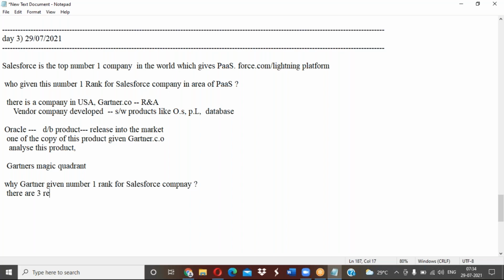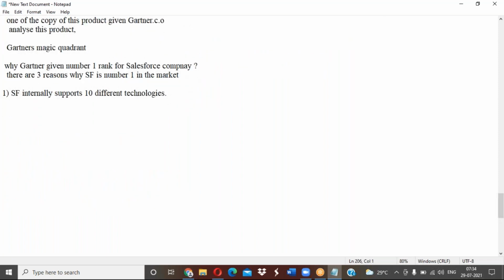There are three reasons why Salesforce, SF, is number one in the market. What is the first reason? Reason number one, Salesforce internally supports 10 different technologies. Salesforce internally supports how many technologies? 10 different technologies. This is the first reason why Salesforce is number one in the market. Does everyone understand what I am speaking here, guys? Salesforce is number one in the market because the first reason is what? Salesforce internally supports how many technologies?